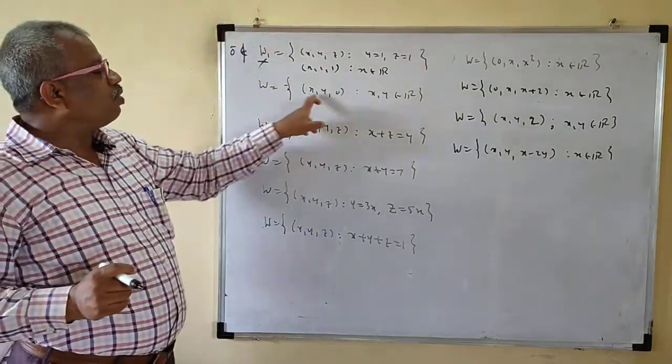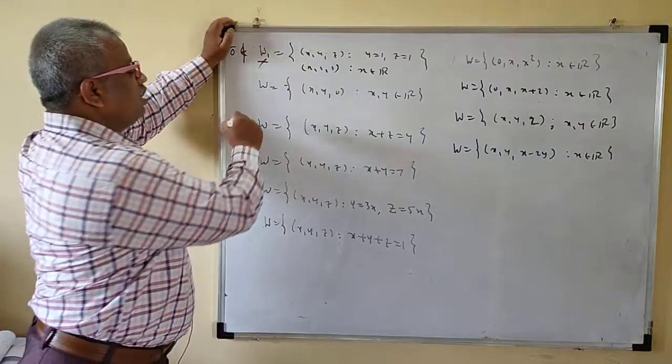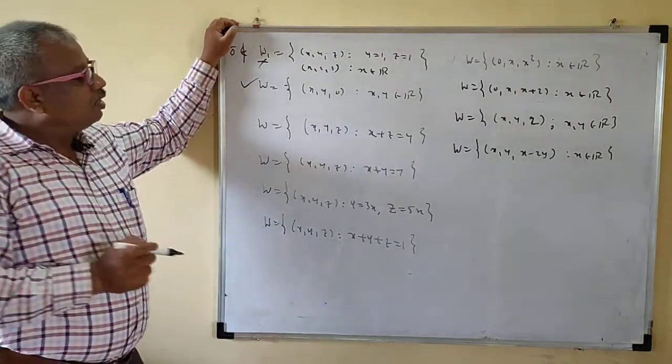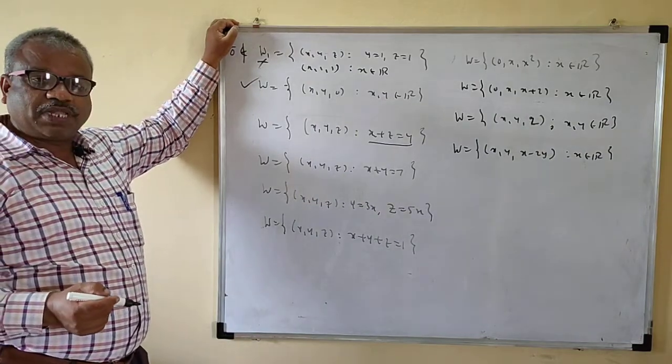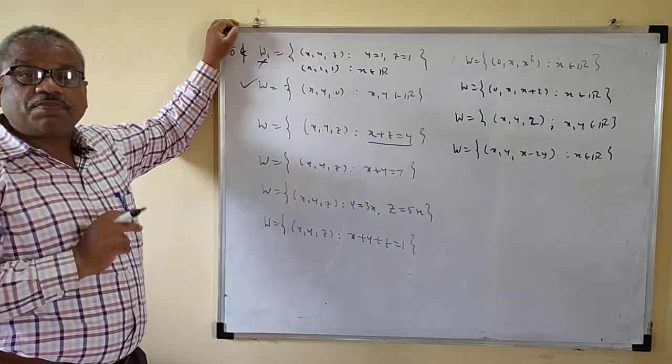Now if one of the coordinates is 0, no problem for this. This is a subspace. Now this is x plus z, that means x minus y plus z is equal to 0. This is a plane passing through the origin.